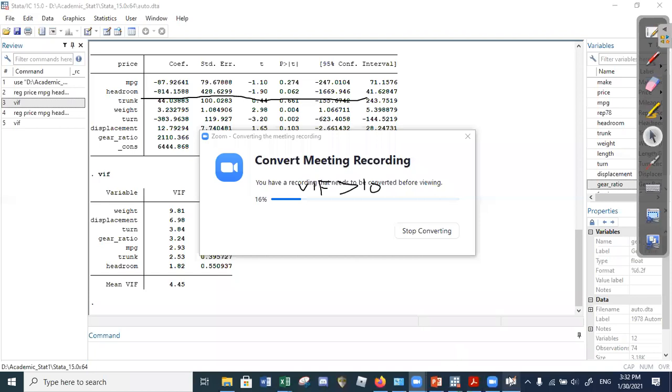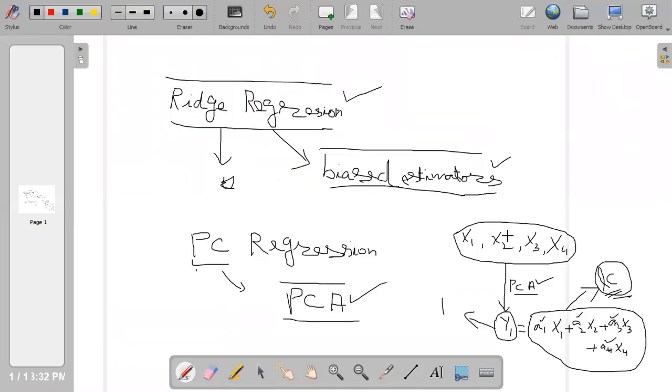Screen share कर दे please, sir. Okay, thank you. Just a minute. Is it visible now? अभी नजर आ रहा है आपको? Yes, sir. Okay.